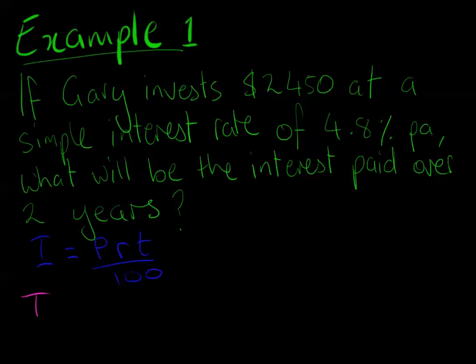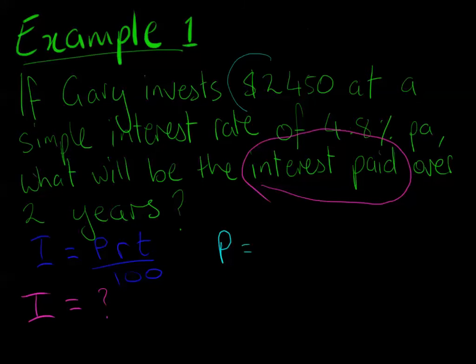So I, which is interest amount, are we given that in the question? No, we're not. We're actually asked what will be the interest paid over 2 years. So I is our unknown, okay? The interest amount is what we're going to try and find. P, let's identify P. Well, P is our original amount invested or borrowed. P is our principal, which in this case is $2,450. So we're going to put that into our P, $2,450.